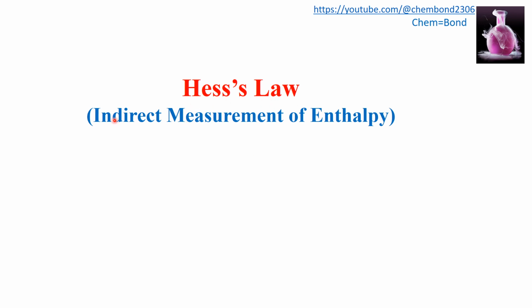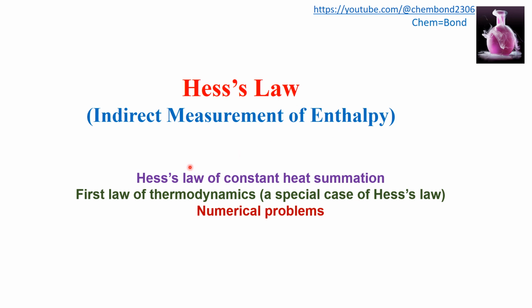Hess law, that is the indirect measurement of enthalpy. So Hess law of constant heat summation, its example and its explanation, and first law of thermodynamics, that is a special case of Hess law. These two topics are discussed in part 1 of the video, and there are some numerical problems regarding Hess law. It will be discussed in part 2 of the lecture.